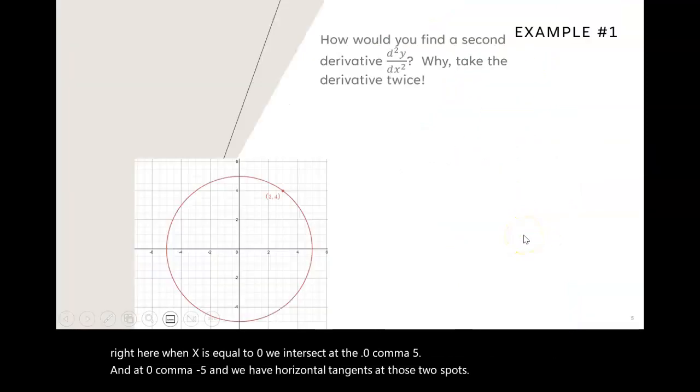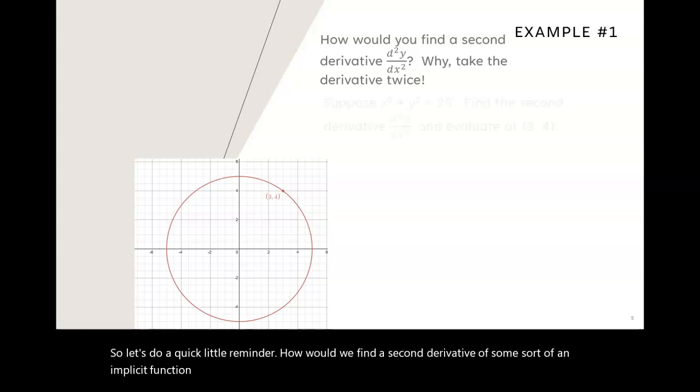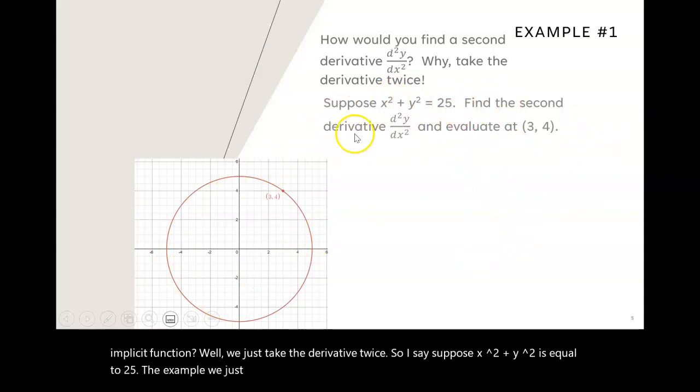So let's do a quick little reminder. How would we find a second derivative of some sort of an implicit function? Well, we just take the derivative twice. So I say, suppose x squared plus y squared is equal to 25, the example we just saw, and we want to find the second derivative and evaluate it at (3, 4).